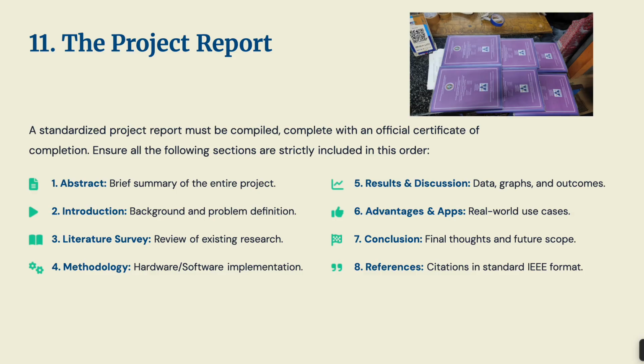The contents that have to be present in the project report are abstract, introduction, literature survey, methodology, results and discussion, advantages and application, conclusion, and references. References is very important. It has to be in standard IEEE format.